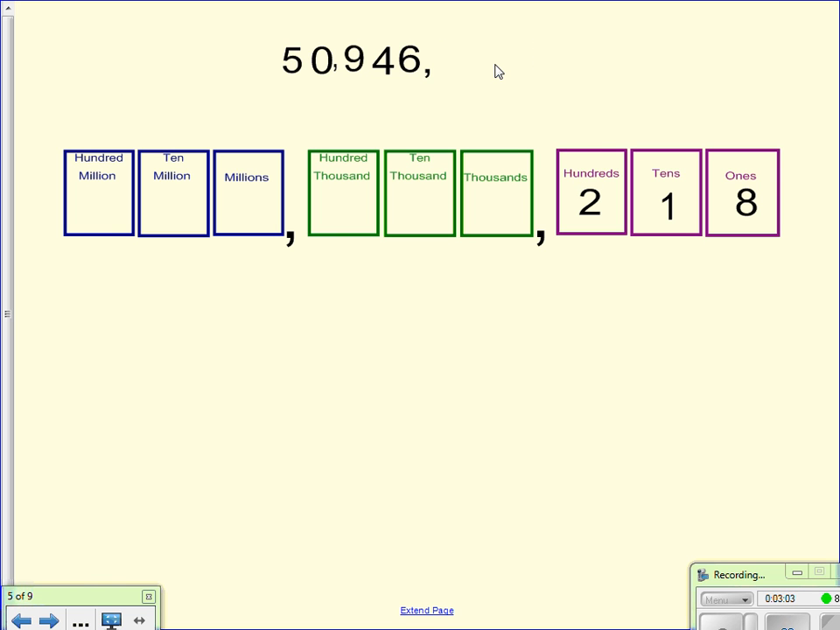I have 2 hundreds. So if we're talking about money, I'd have 8 $1 bills, 1 $10 bill, 2 $100 bills. The comma tells me I'm moving into my thousands: 6 thousands, 4 10,000s, 9 100 thousands, 0 millions, and 5 10 millions.